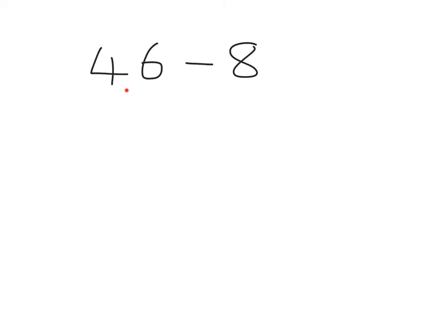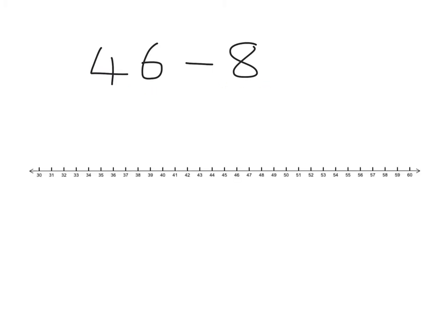This time my question is 46 take away 8. So firstly I need to locate 46 on my number line. Here it is here. And because I'm taking away, I'm going to look down the number line to find the next tidy number. And I can see the next tidy number to 46 is 40. Remembering that a tidy number is a number that ends in 0.